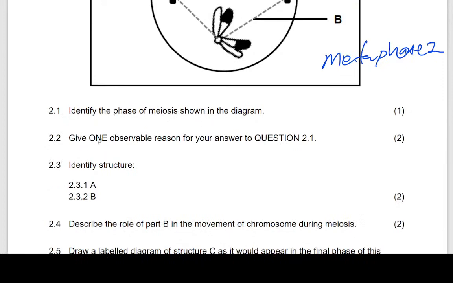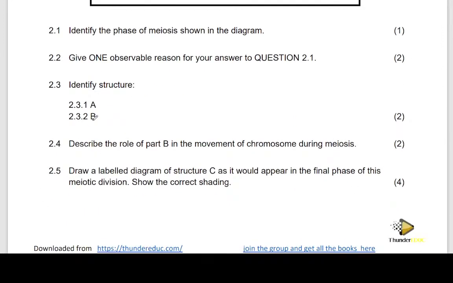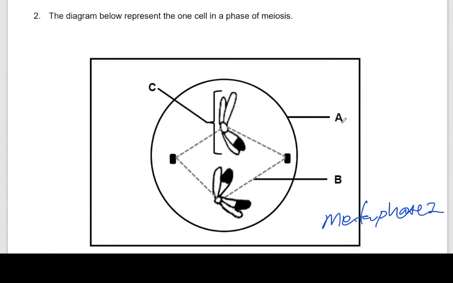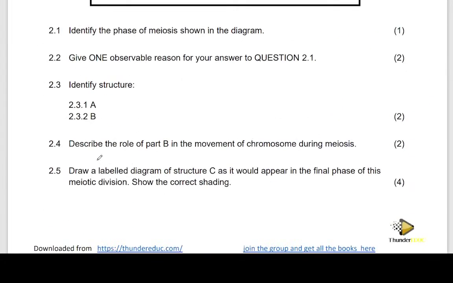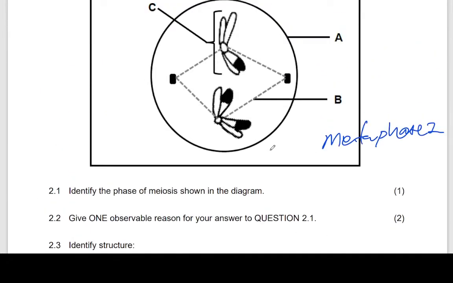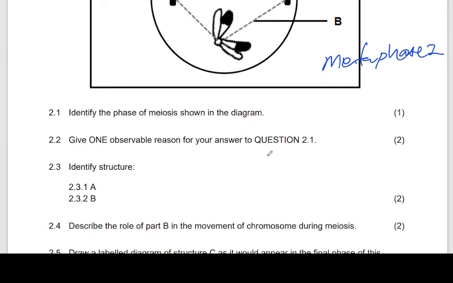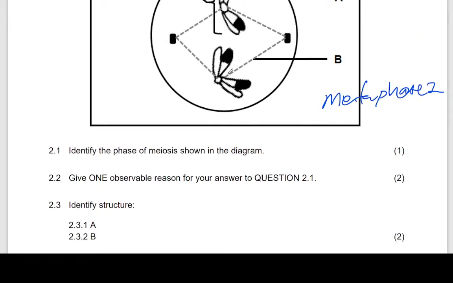They're saying identify structures A and B. A, we say the cell membrane. B is the spindle fibers or spindle threads. And then chromosome 2: this is a single chromosome. Describe the role of B in the movement of chromosomes during meiosis. What is B? Spindle fibers. What is the function of the spindle fibers? It pulls the chromosomes or chromatids to opposite poles.